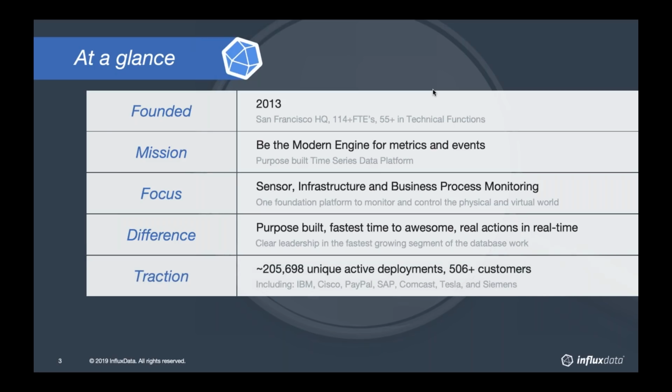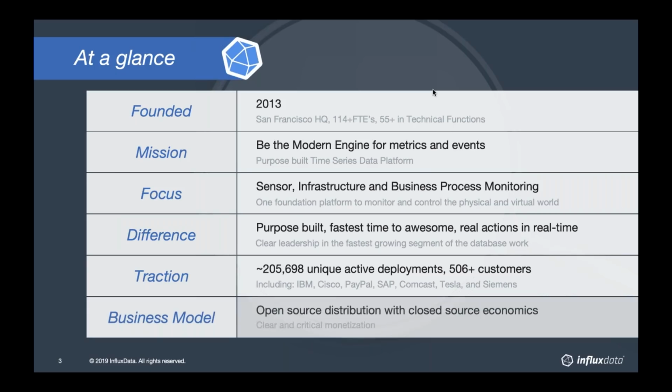Our presence in the market today is about 200,000 unique active deployments and more than 500 customers. Some of them you may know: IBM, Cisco, PayPal, SAP, Comcast, Tesla, Siemens, to list some of them. We are actually in practically every segment, along with market leaders.